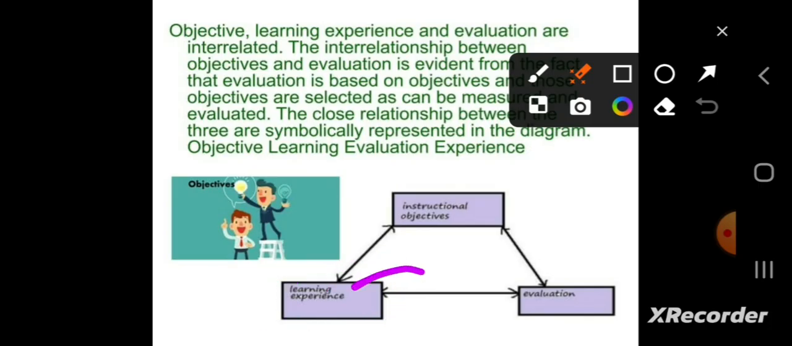Learning experience. This refers to the instructional activities and resources provided to students to help them attain the objectives. These experiences should be designed to engage students and facilitate meaningful learning. Evaluation. This is the process of assessing whether students have achieved the objectives through the learning experiences. Evaluation methods should be aligned with the objectives, ensuring that what is measured reflects the intended learning outcome.